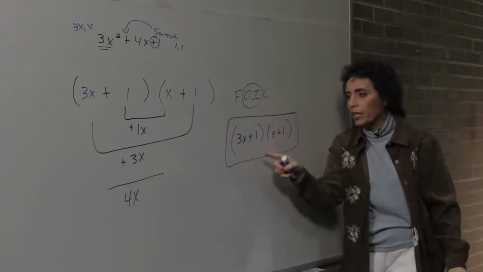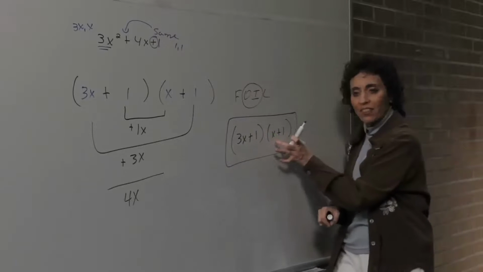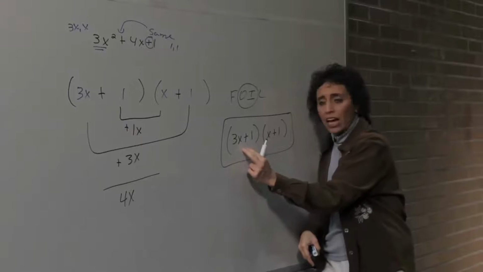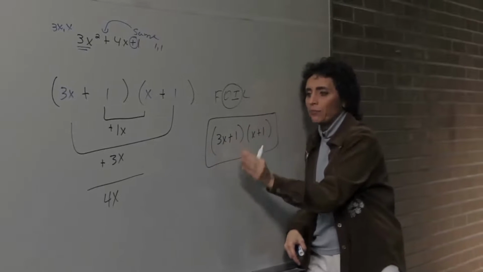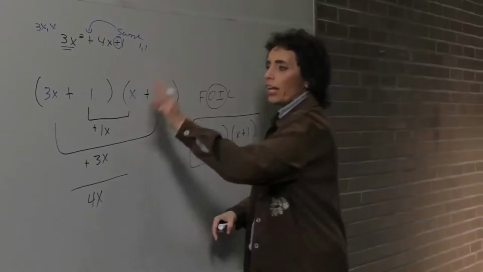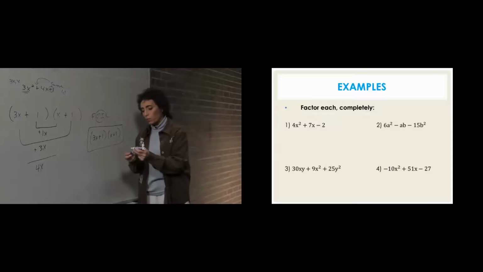How do I know I'm done? Because I'm attached by multiplication. I have 2 factors, this whole thing and this whole thing. I look inside the parentheses. I have no GCF, and I don't know any other way to factor 2 terms. Same thing here. I am done. You want to check? You can distribute it all out, but you don't have to. That's all you do. That's it. So let's try a couple more problems.